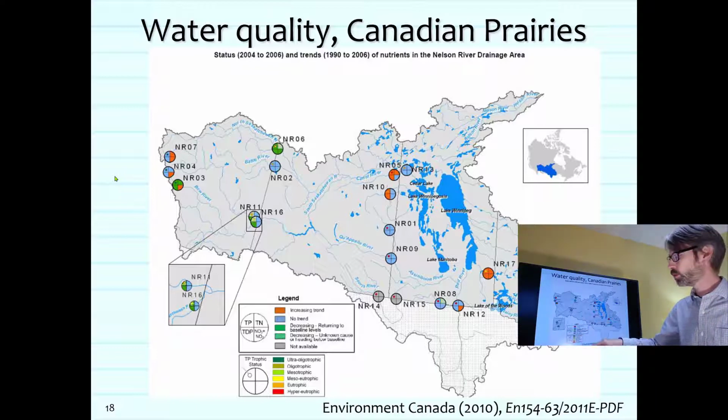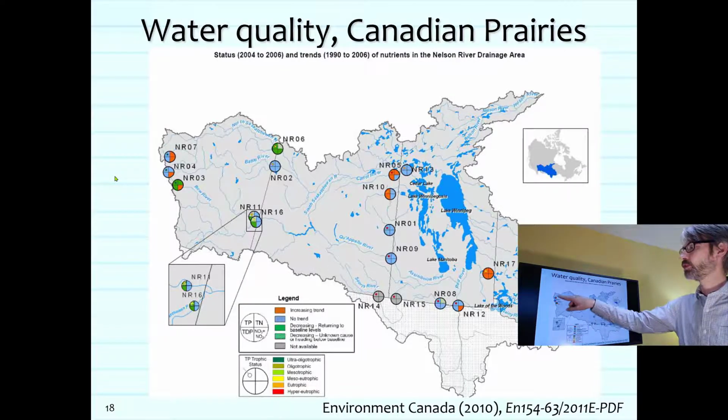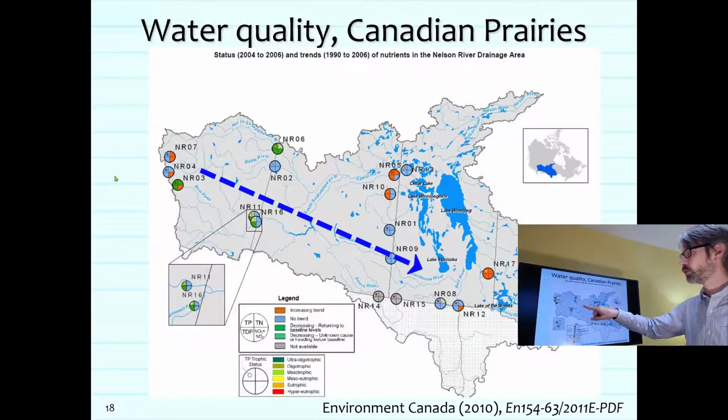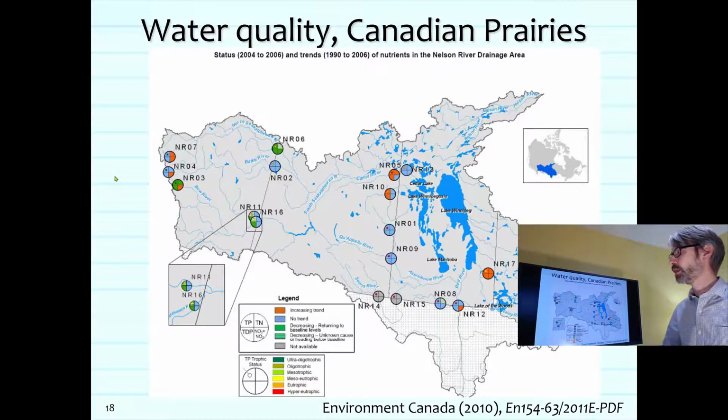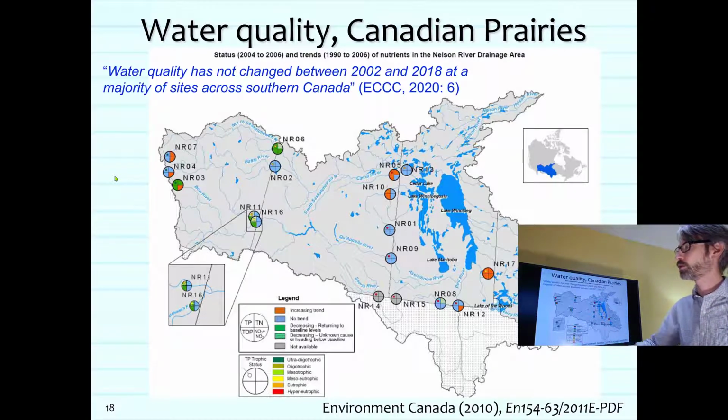Oligotrophic are the very clear waters. Hypereutrophic are the very murky pea green waters. And so you can see as we go from the headwaters towards Lake Winnipeg and then ultimately Hudson's Bay, the water goes from being very clean, very clear, ultra-oligotrophic, to being hypereutrophic as we get towards Lake Winnipeg. An interesting thing is that the water quality has not changed between 2002 and 2018 at the majority of sites across southern Canada. Okay, so this is still a fairly accurate map.